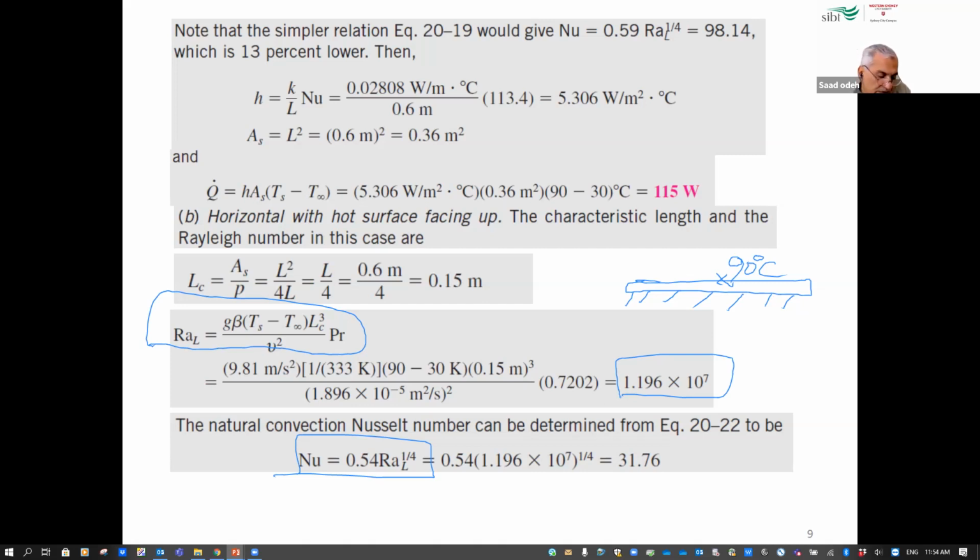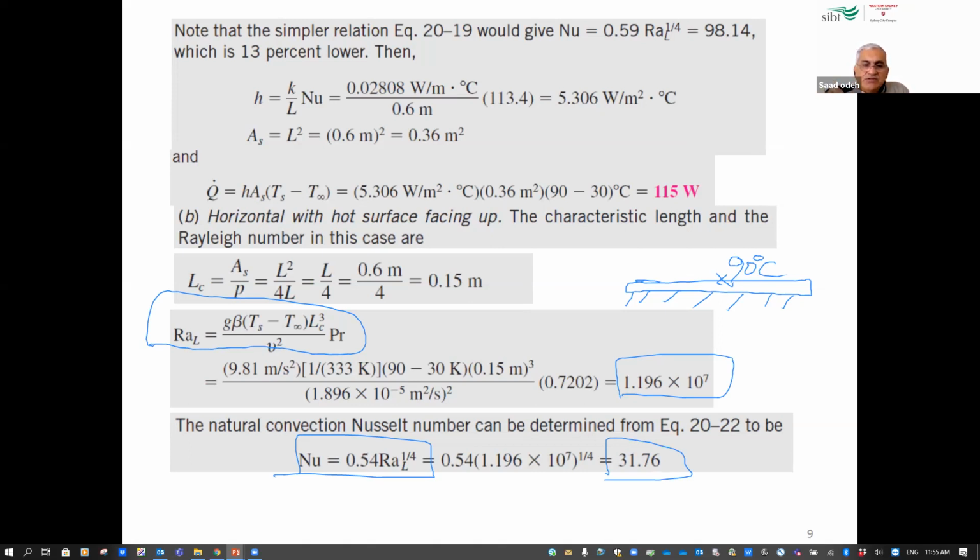So as you can see here, the Nusselt number is 31.76. Okay. Now from this Nusselt number, I can find H. But you can tell now that the Nusselt number here is less than the previous case. This gives me an indication that I'm going to have less H.